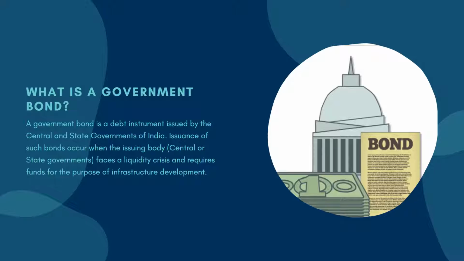Government bonds fall under the broad category of government securities and are primarily long-term investment tools issued for periods ranging from 5 to 40 years. They can be issued by both the state and the central governments, and the government bonds issued by the state governments are also called state government development loans. So I guess it's clear what a government bond is.